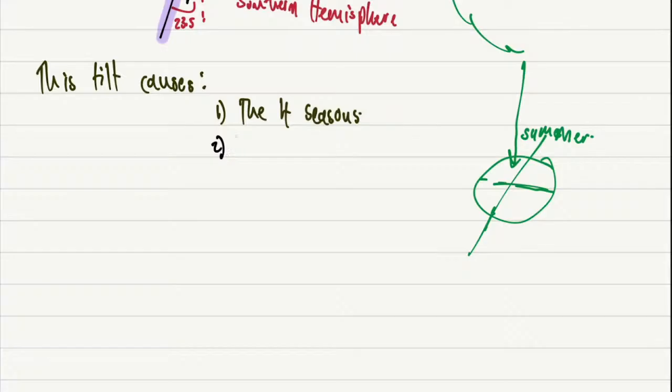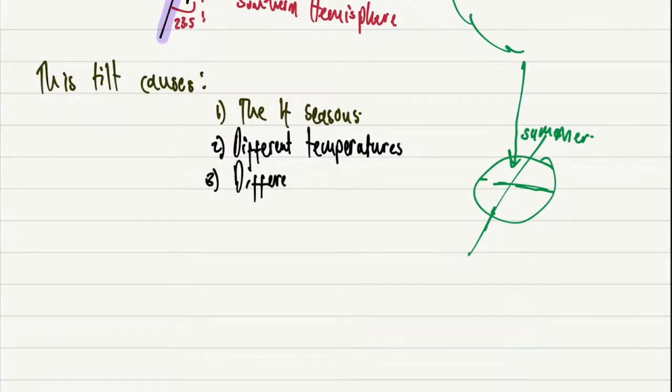Then number 2, it causes different temperatures. The earth has different temperatures. Of course, this is from seasons as well. It's caused by the tilt. Okay? And number 3, it causes different daylight hours.